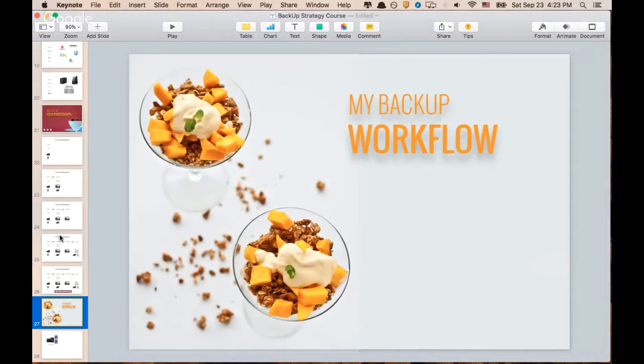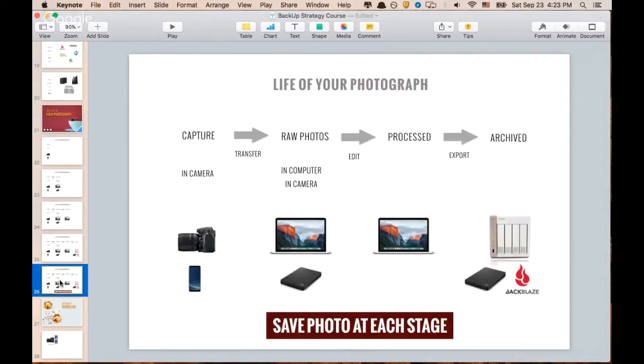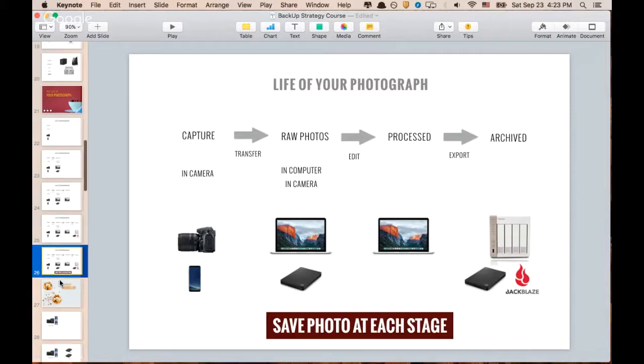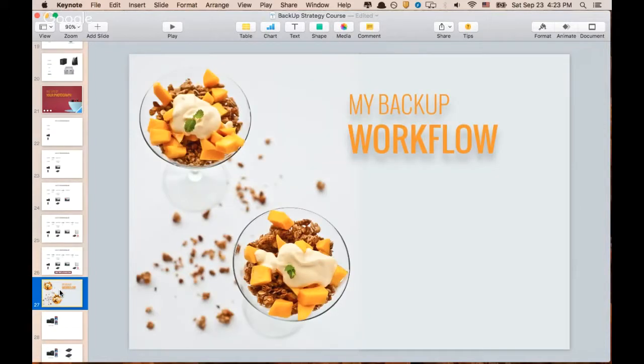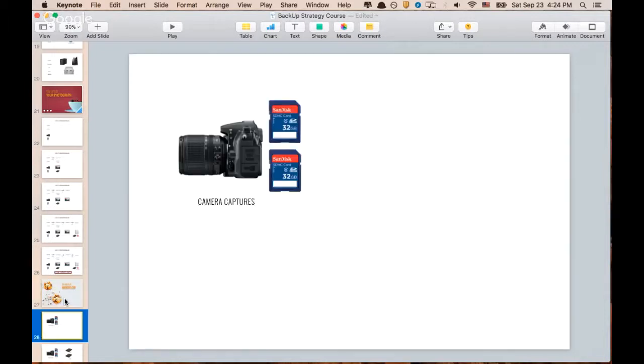As we just talked about, we need to make sure that we are able to save the photograph in each of these stages. Now I'll go into one example, my own: how my workflow works and how I do the backup, and then we'll talk about specifics. Okay, so step number one, or stage one, really. Stage one is when the capture happens.